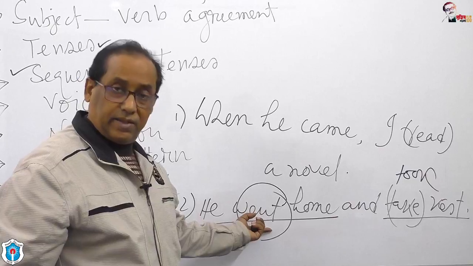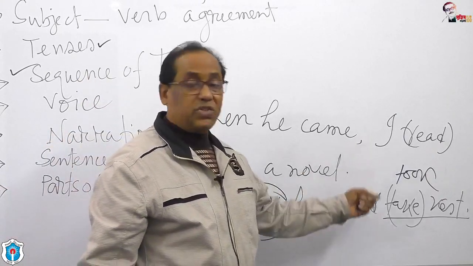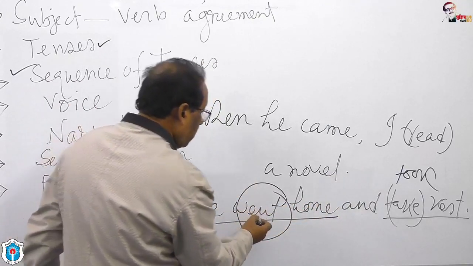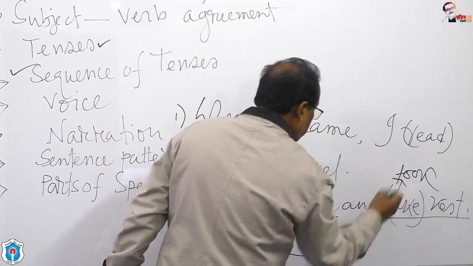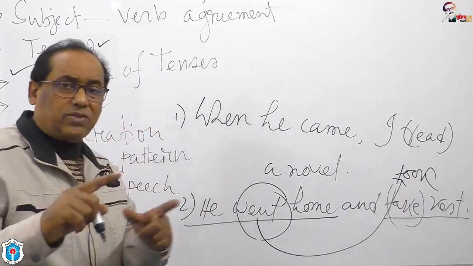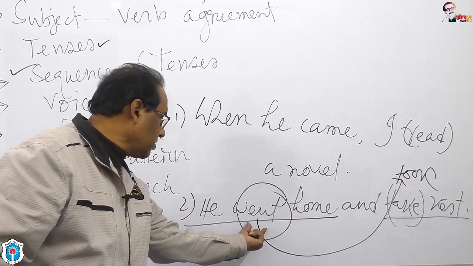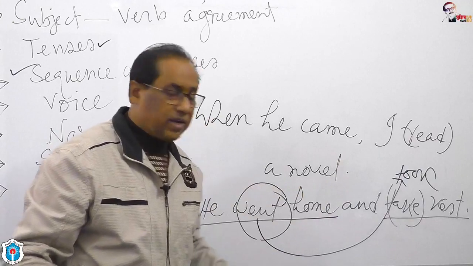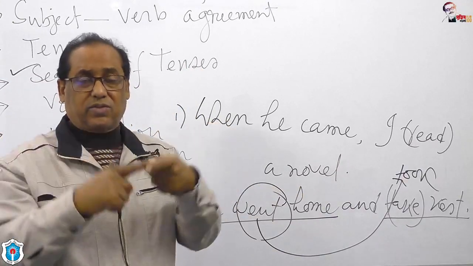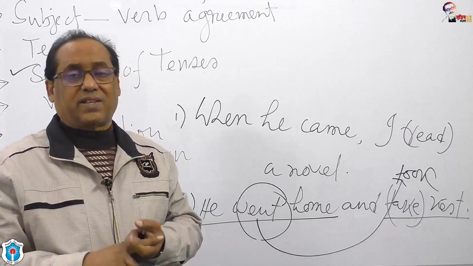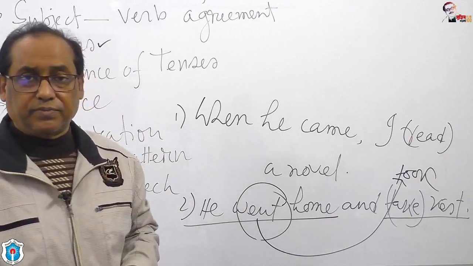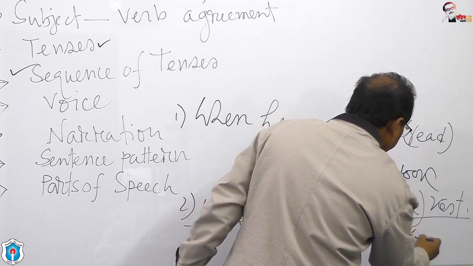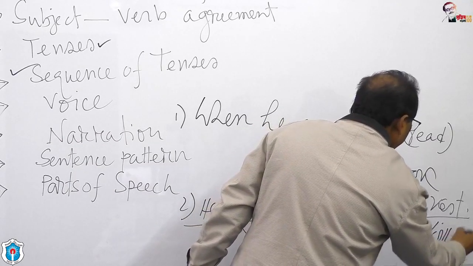He went home and took rest. So look at the sequence, went and took. So there is a sequence between the tense of the first clause and the tense of the second clause. So this sequence of tenses you must have to know. Suppose went, can you use take, or can you use here will take?